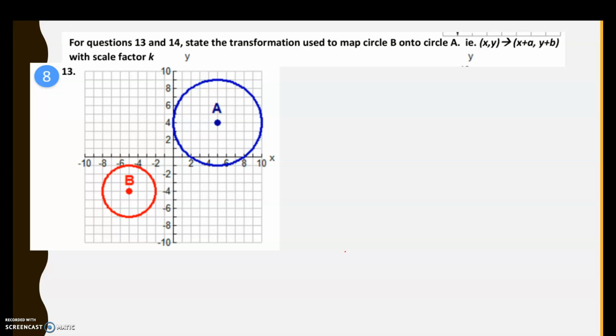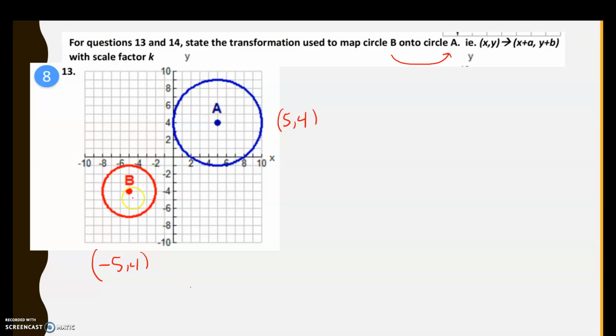Eight and 9, the same question. 8 and 9, it's asking you to map circle B onto circle A. So my center right now for B is (-5, 4). And my center for A is (5, 4). I have to get my B all the way covering my circle A.